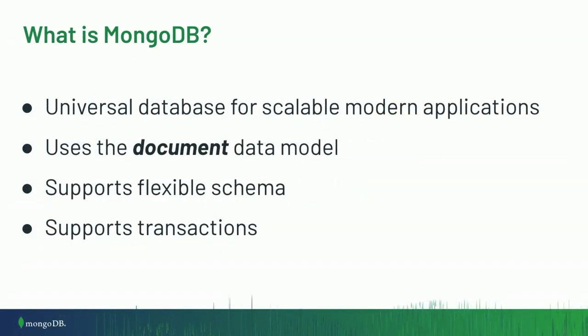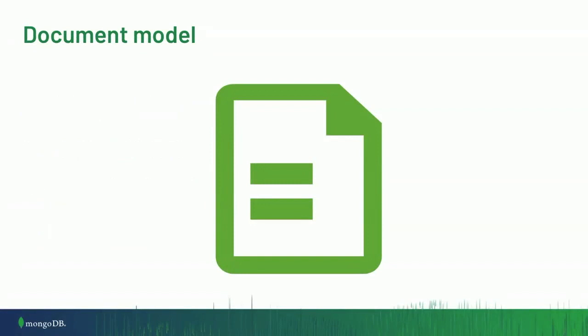So MongoDB uses the document data model, and I'm going to explain what this is by contrasting it with the relational data model. It supports flexible schema, which is another thing that differentiates it from traditional relational databases, where you have to run an overnight job to add a column to your table. And also, as of the latest release, it supports ACID transactions, ACID meaning atomic, consistent, isolated, and durable. Cool. So what is the document data model?